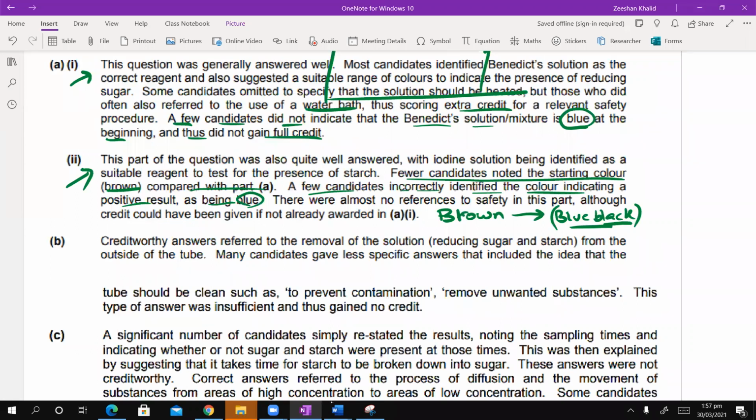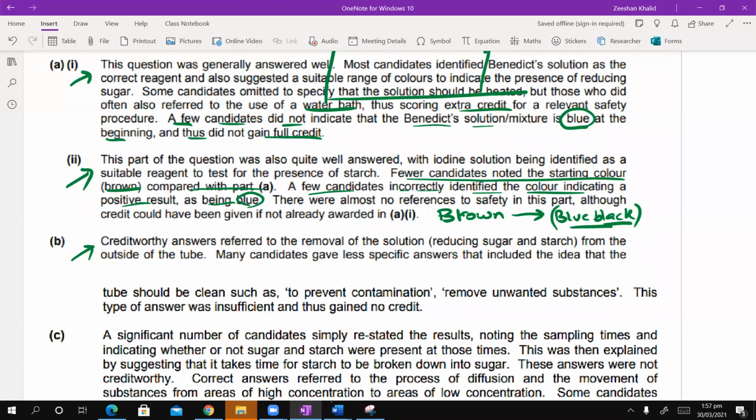Credit-worthy answers refer to the removal of solution from the outside of the tube. Many candidates gave less specific answers that included the idea that the tube should be clean, such as to prevent contamination, remove unwanted substances. This type of answer was insufficient and thus gained no credit.